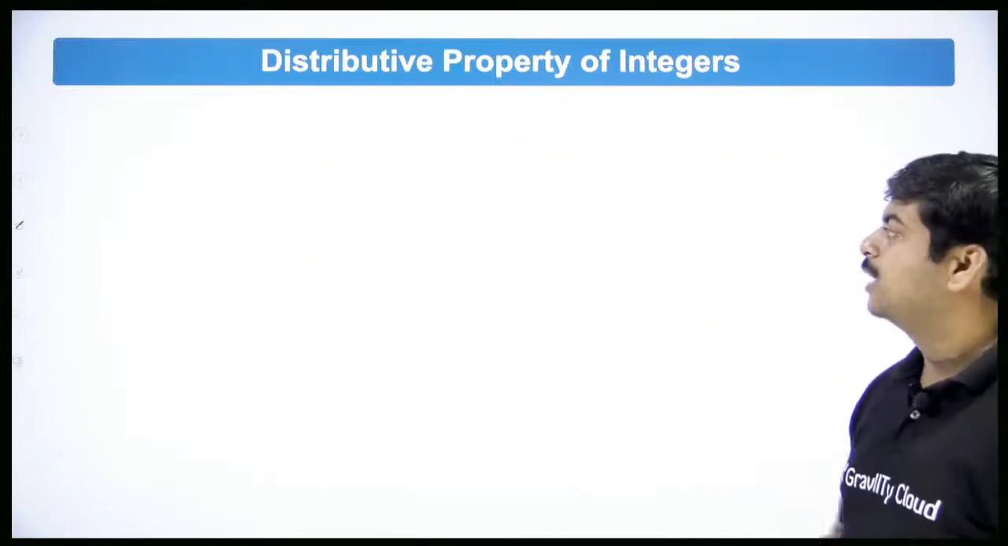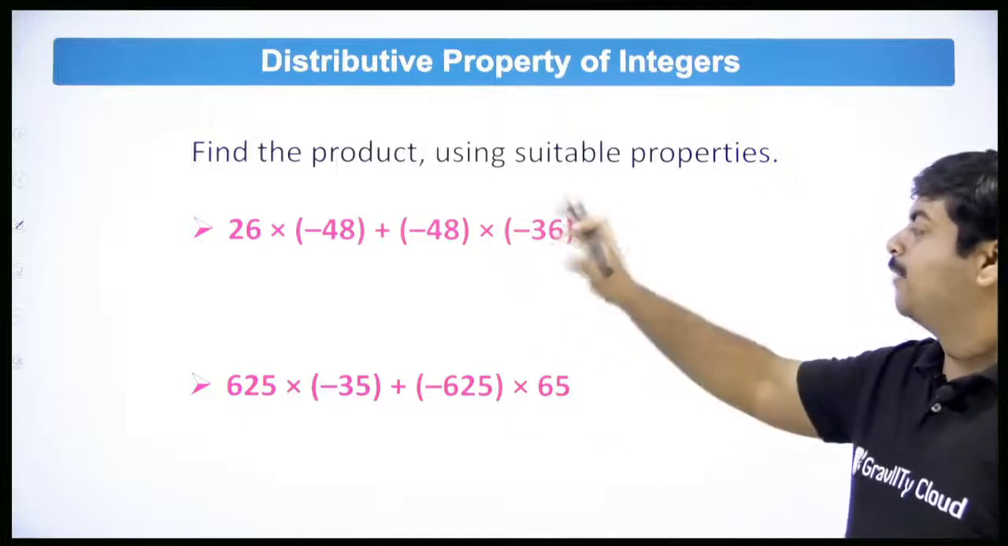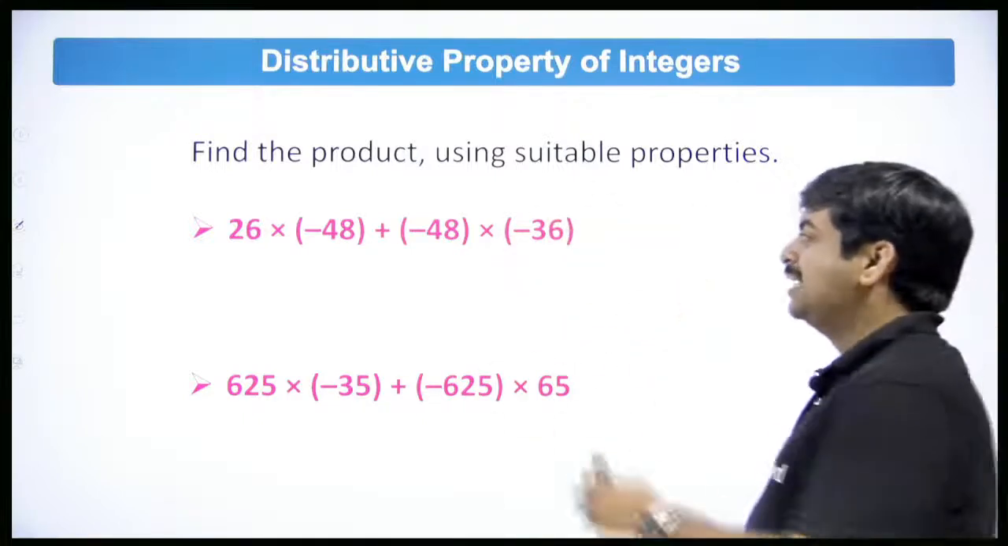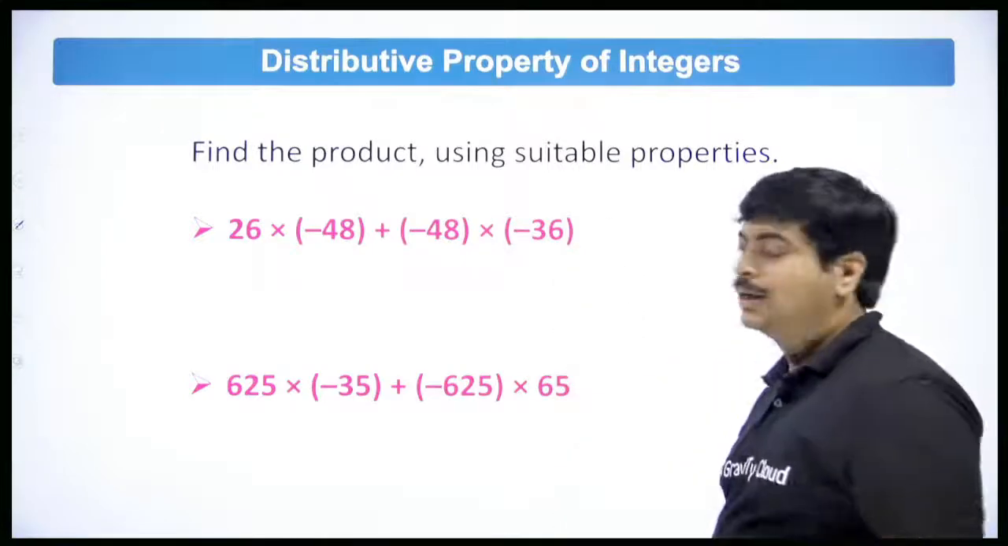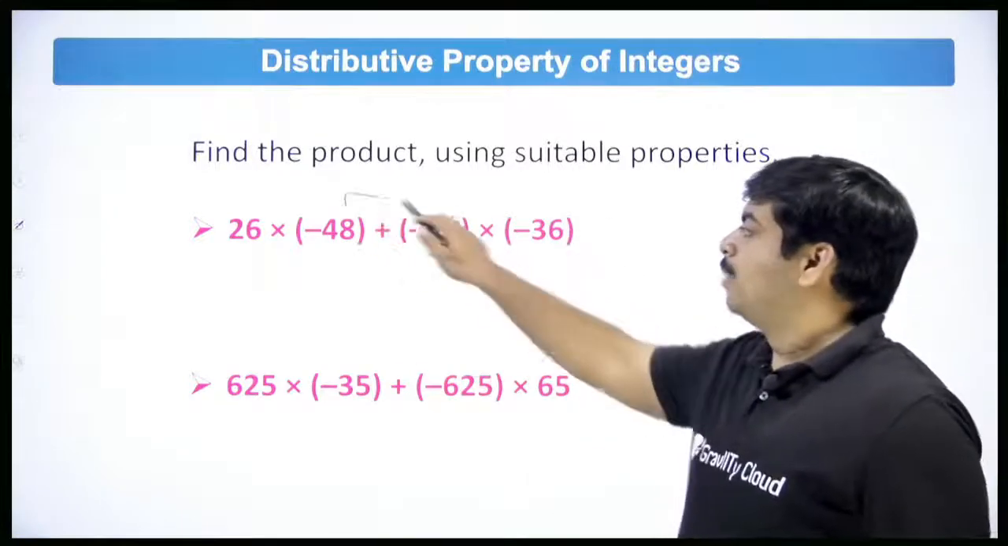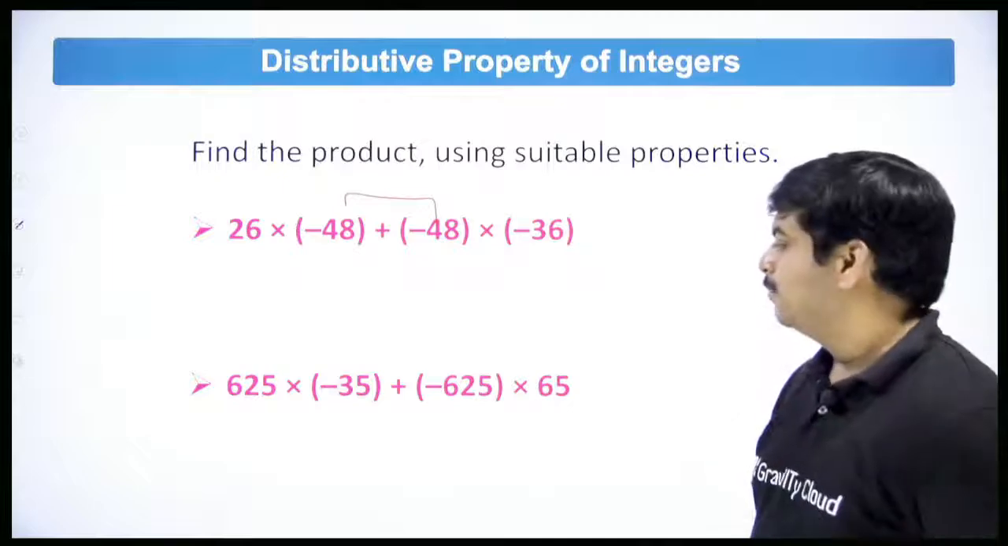You have one more question. You can try to do that. Find the product using suitable properties: 26 into minus 48 and minus 48 into minus 36. You can see here minus 48 is common in both the cases. So you can try to apply from there.